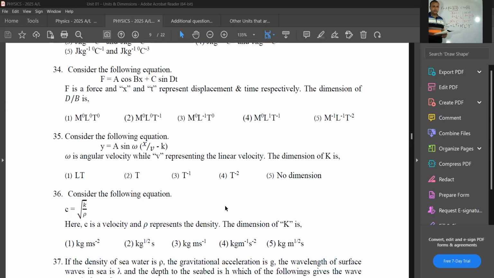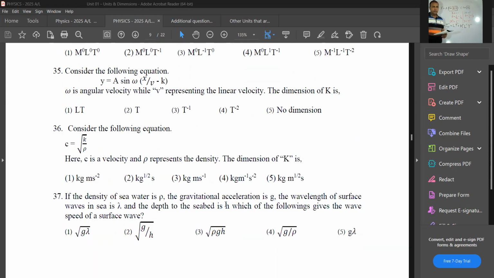Question number 35. So what is the answer for question number 35? Dimension of K. So what is the answer for the dimension of K?